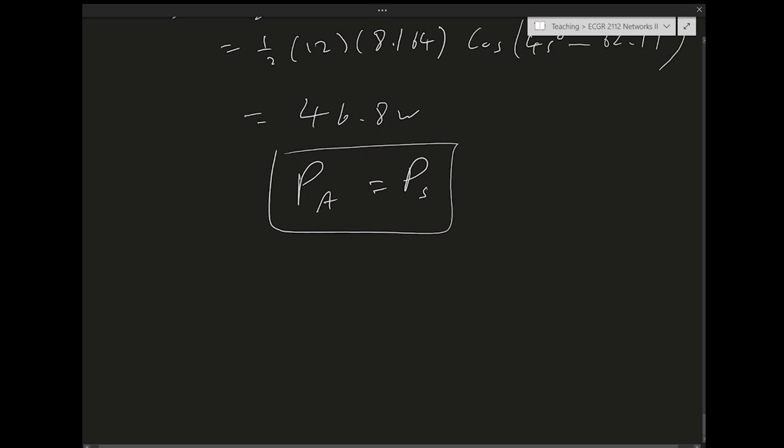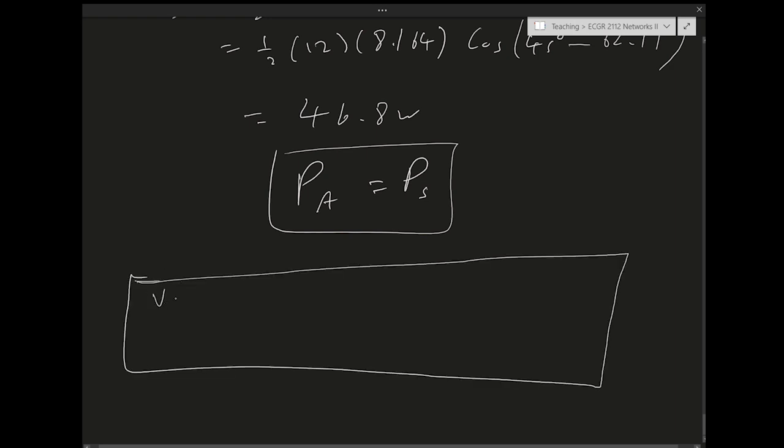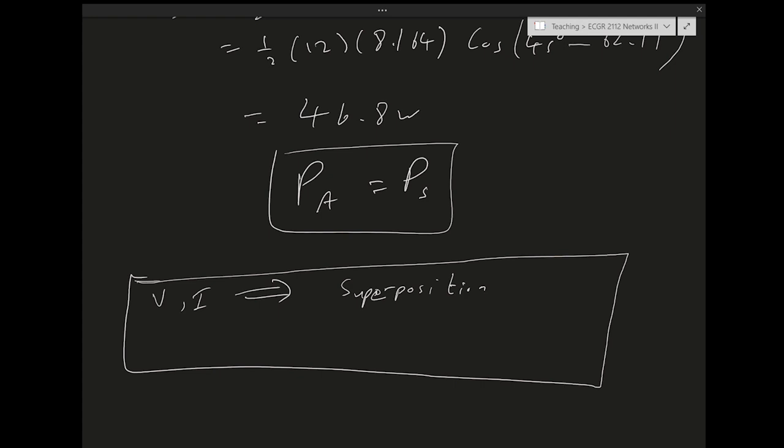One basic thing, now we want to do an example with multiple sources. One basic thing you have to remember when dealing with multiple sources is, for V and I, we can use superposition, right? We can set all the sources to 0 except one, calculate the response, and repeat that for all the sources, and then add them together. That applies for calculating any response, V or I. It does not apply for power, right?